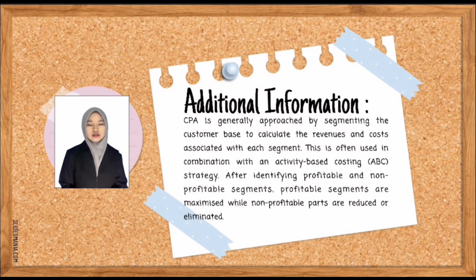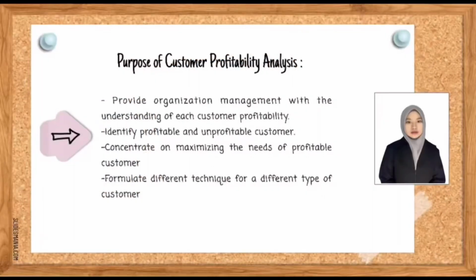Here is additional information about CPA. It is generally approached by segmenting the customer base to calculate the revenues and costs associated with each segment. This is often used in combination with an activity-based costing, which is ABC strategy. After identifying profitable and non-profitable segments, profitable segments are maximized while non-profitable parts are reduced or eliminated. Now, I will proceed with the purpose of CPA.